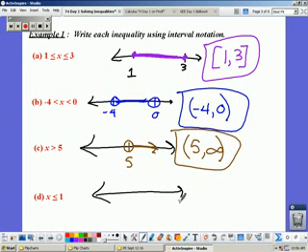Okay, and then for part D, it says x is less than or equal to 1, so I'm going to plot 1. Open circle or closed circle? Closed. Okay, and it says less than, so which way do I shade? Left. And how do I start my notation?